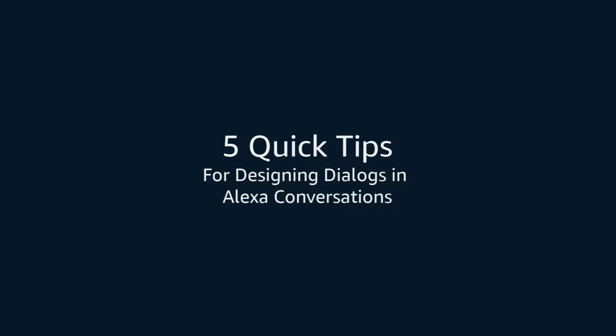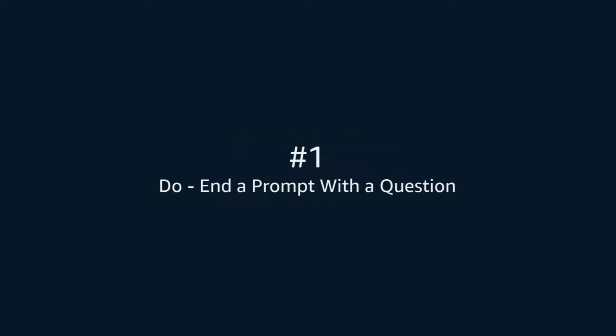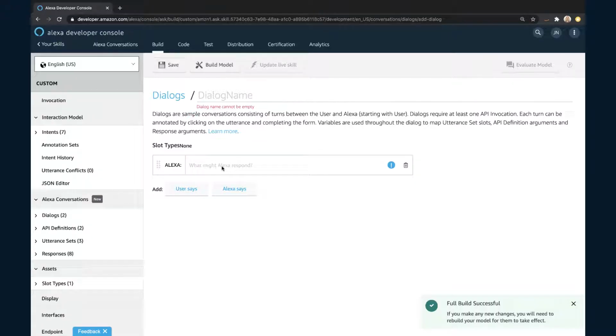Here are 5 quick tips for designing dialogues in Alexa conversations. Number 1, do end a prompt with a question. When a customer hears a question, they'll quickly want to act upon it.